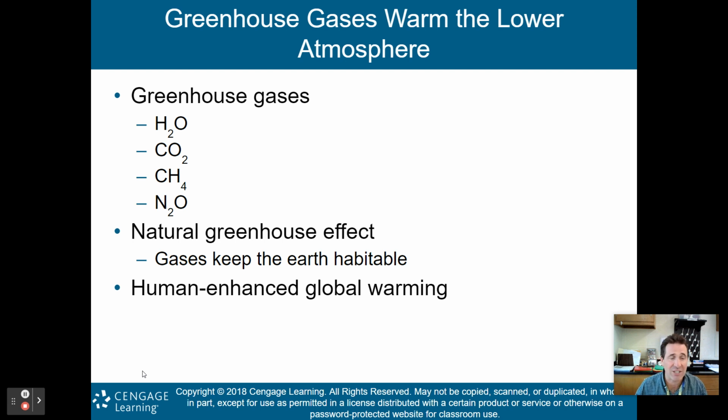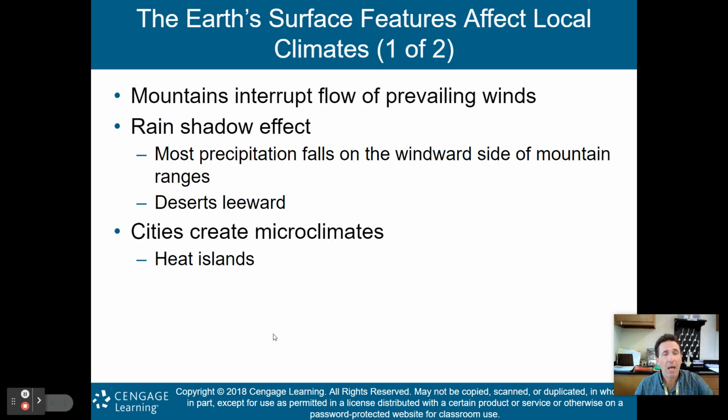So what are your greenhouse gases? Water vapor, believe it or not, is the number one greenhouse gas. We don't hear about it a lot because it's not anthropogenic. We are not creating water vapor and putting excess amounts in the air, but water vapor is a greenhouse gas. Carbon dioxide, obviously, you've heard of because we're putting that into the air. Methane and nitrous oxide there. Again, the natural greenhouse effect gases keep Earth habitable, but our human-enhanced greenhouse gases, putting more into the atmosphere than is naturally there, is producing the warming of the globe that we are seeing.